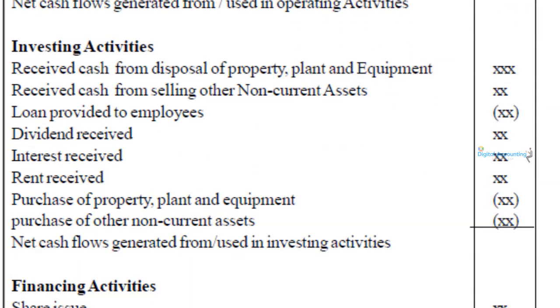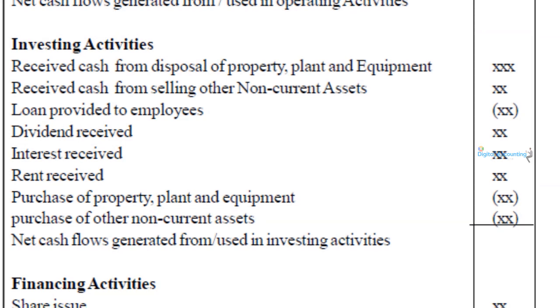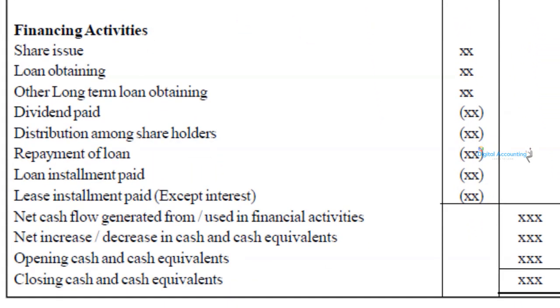And investing activities are cash spent on non-current assets, proceeds of sale of non-current assets, and income from investments. And if you see, the financing activities include the proceeds of issue of shares and long-term borrowings made or repaid.